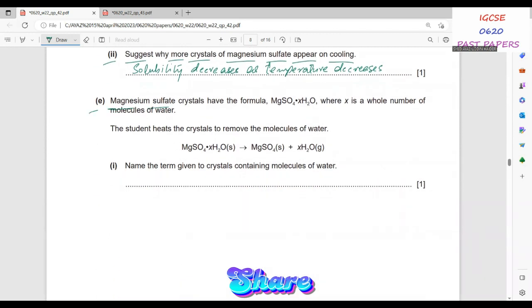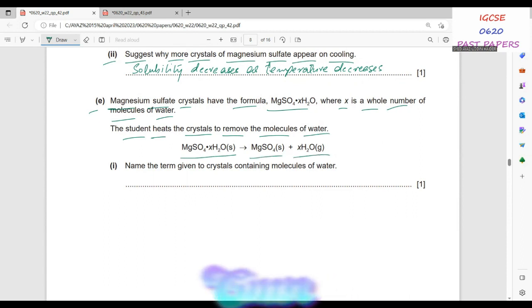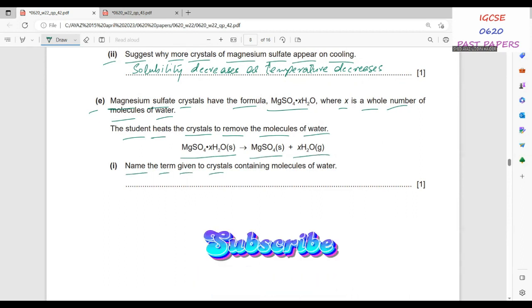E. Magnesium sulfate crystals have the formula MgSO4.XH2O, where X is a whole number of molecules of water. The student heats the crystals to remove the molecules of water. MgSO4.XH2O gives MgSO4 plus XH2O. Name the term given to crystals containing molecules of water. Call it hydrated.